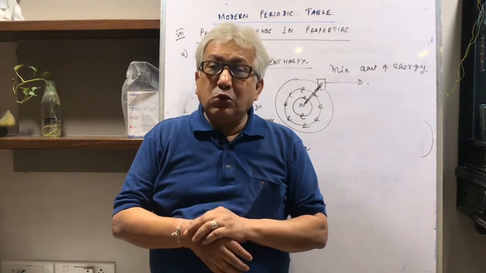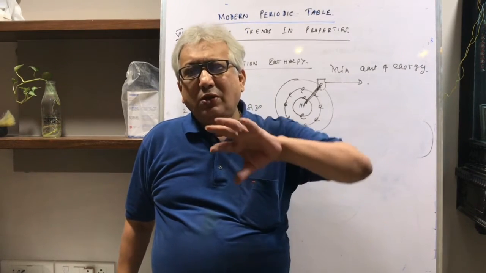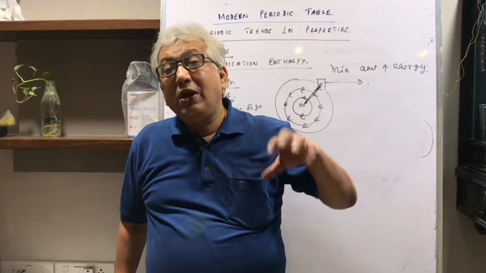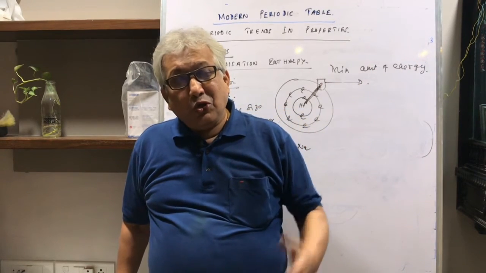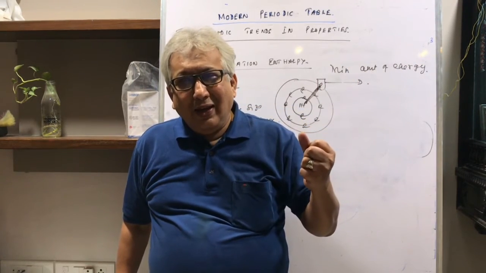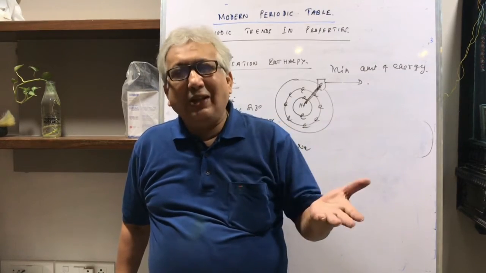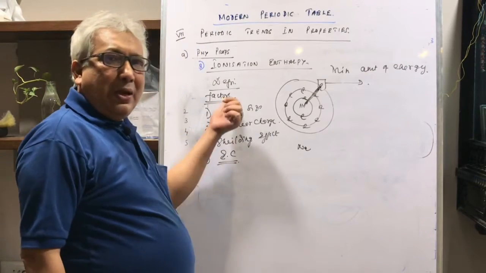So that is why if you compare between sulfur and chlorine, sulfur has got 6 electrons in the outermost shell, chlorine has got 7. Chlorine is very near to the stable configuration, so chlorine is more interested in gaining electron than sulfur, and therefore chlorine will have more ionization enthalpy than sulfur. So these are the things that matter.